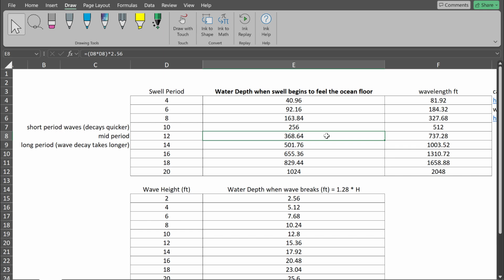Let's take a look at a 20-second swell period. It has a 2,048-foot wavelength. And it starts to feel the ocean floor at 1,024 feet. That is deep. Okay? So the characteristics of these swells are so vastly different. Now, once a swell begins feeling the ocean floor, its whole behavior changes. And it changes rapidly, especially in comparison to its quote-unquote life before it. Remember, it's descended, so it's not really its same life, but I think you get the point. It's very, very rapid in comparison to that.